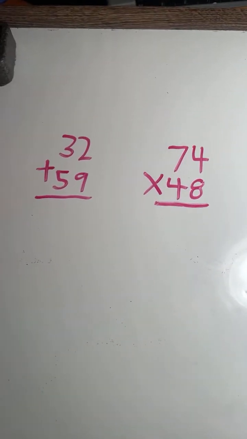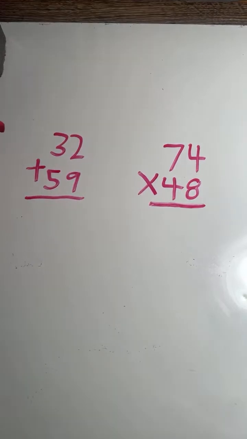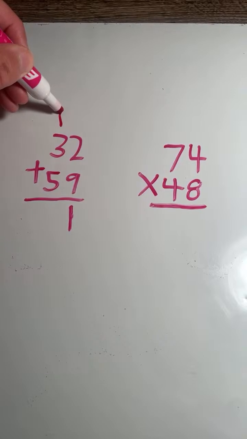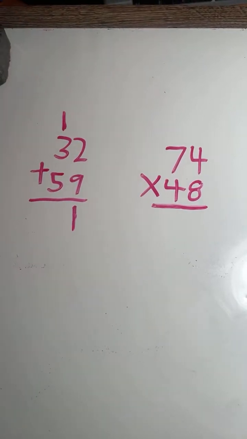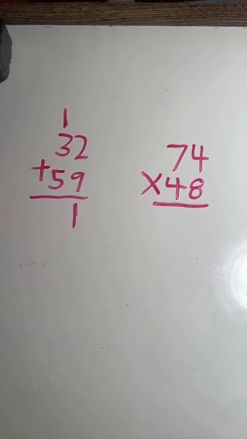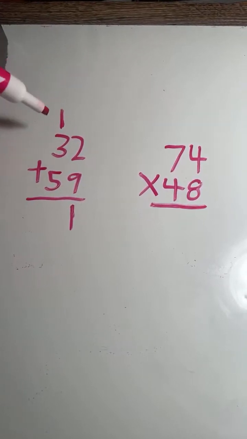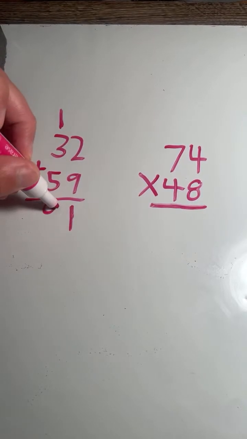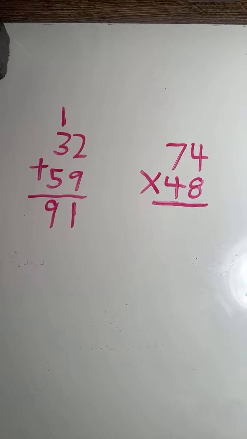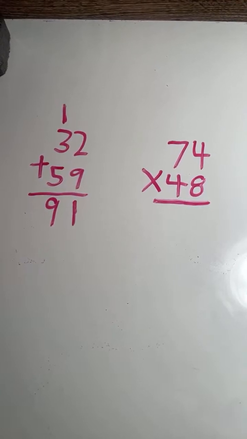All right, 32 plus 59. 2 plus 9 equals 11. The 1 in 11 goes in the ones place. The other 1 in 11 goes in the tens place. 3 plus 5 equals 8. Plus 1 equals 9. And we have our final answer. 32 plus 59 equals 91.